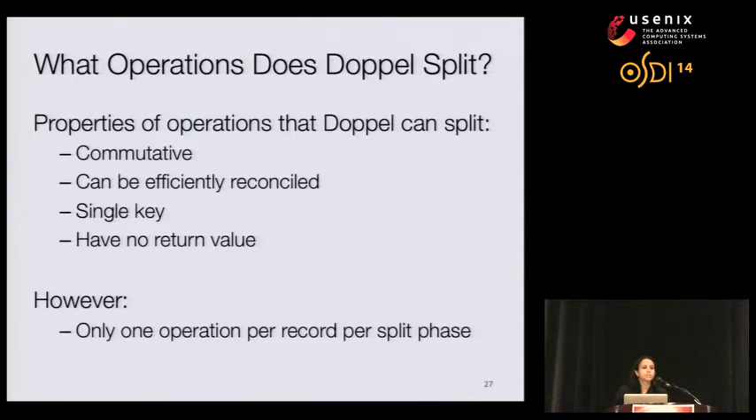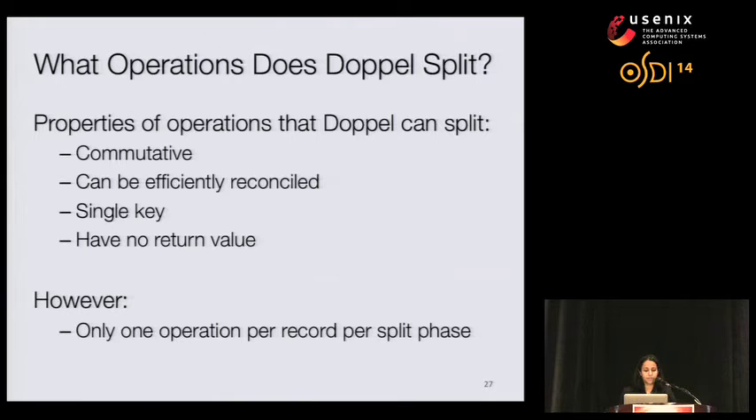So this gives us some intuition about what kinds of things we can split and what we can't. Here are the properties of operations that Doppel needs in order to split them. First of all, they need to be commutative. Second, they need to be able to be efficiently reconciled. They need to be on a single key, and they shouldn't have a return value. The first property is for correctness, and the second is for performance. The last two are actually limitations of our system for simplicity.